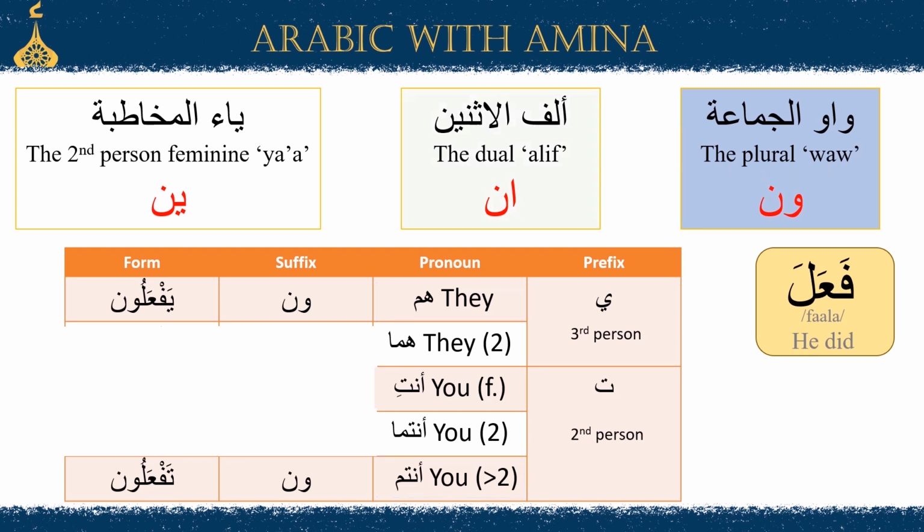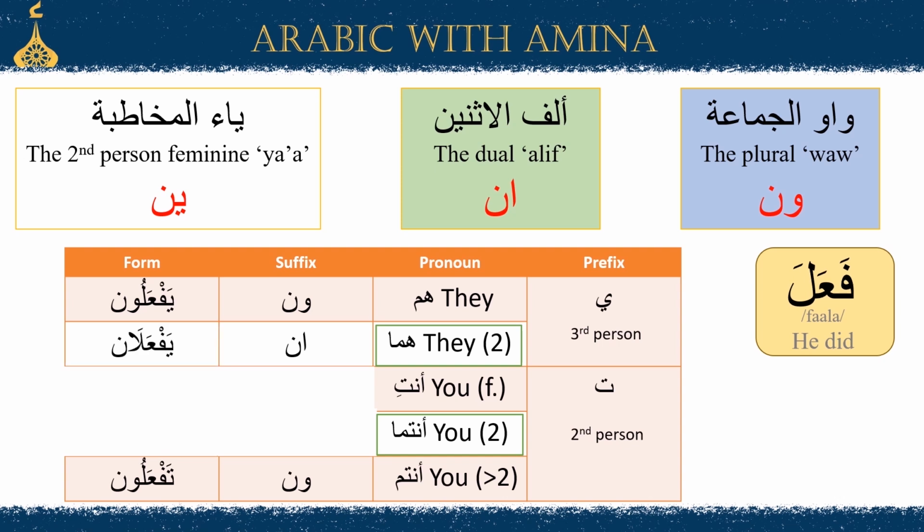Moving on to alif al-Ithnain, the dual alif. Dual means two. In our table of pronouns, we have huma, they, and antuma, you, both referring to two people. The suffix we are going to be adding is alif noon, and our prefix for they is ya. So our verb becomes yaf'alan, they are doing.